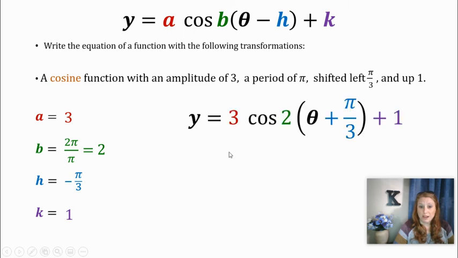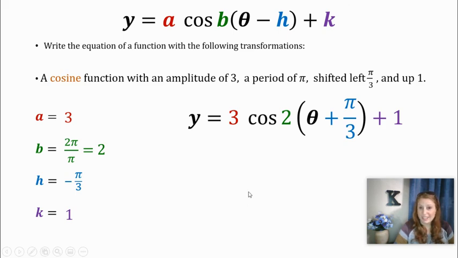When we go to plug all those values into our equation, this is what we end up with. The A fits right here. The B fits right here. Notice we said that H was negative pi over 3. Our equation is always theta minus H. So if we said theta minus a negative pi over 3, we get our plus pi over 3 right here. And then we have that plus 1 K hanging out on the outside of the function.